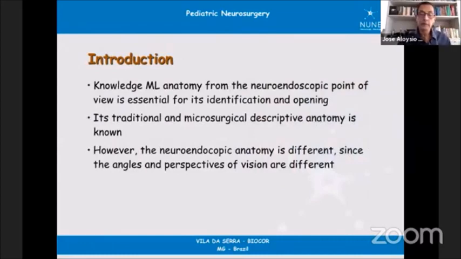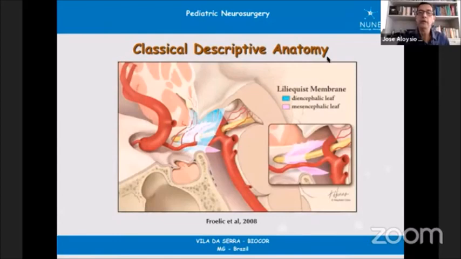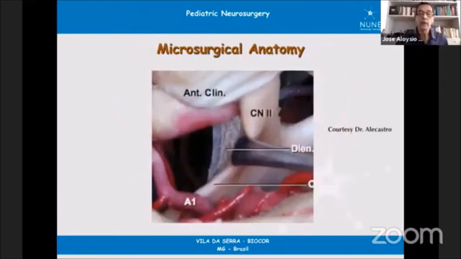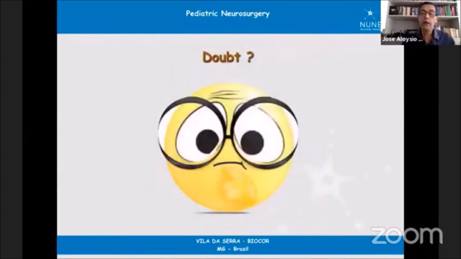So as we see, it's very important to know the Liliequist membrane anatomy from the neuroendoscopic point of view. We know very well very nice pictures like that showing the classical descriptive anatomy of the Liliequist membrane. And as neurosurgeons, we know the Liliequist membrane very well from microsurgical anatomy, especially because of vascular surgeries. But this is what we see in neuroendoscopy. It's a completely different angle and point of view that differs from the conventional anatomy that we are used to.